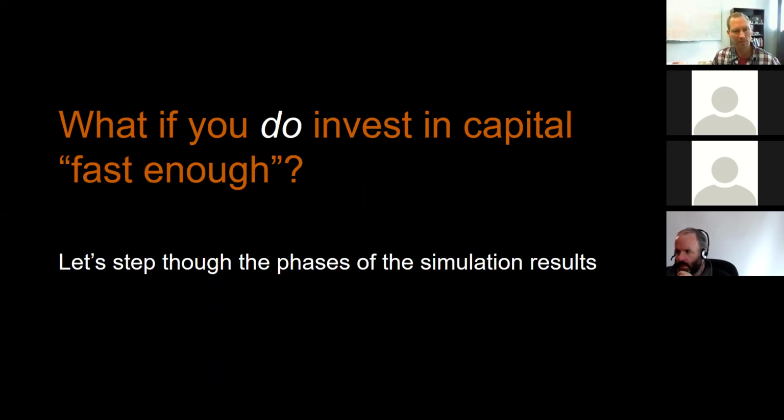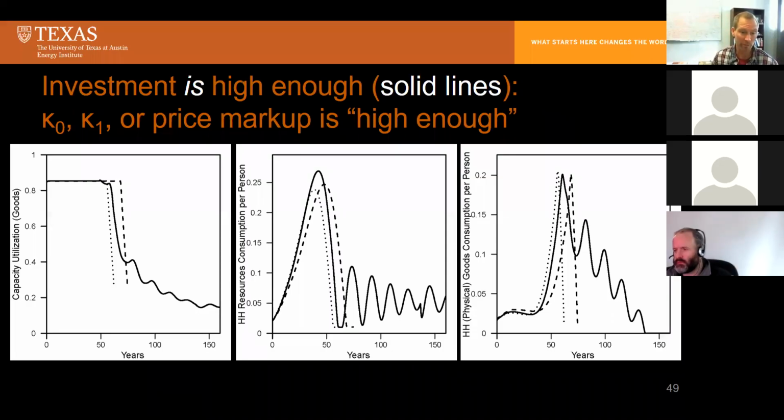Okay, so what if you do invest fast enough in the system? All right, so you end up in this sort of quasi-steady state. So there are 3 charts here. I'm going to go through different phases of the simulation or the model results, these different phases of operation in the economy. So I'll describe that using these 3 charts.